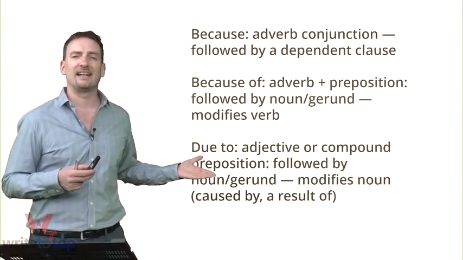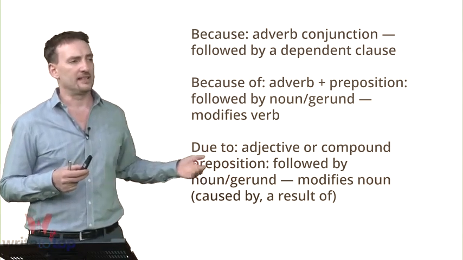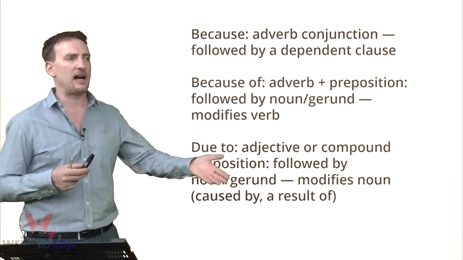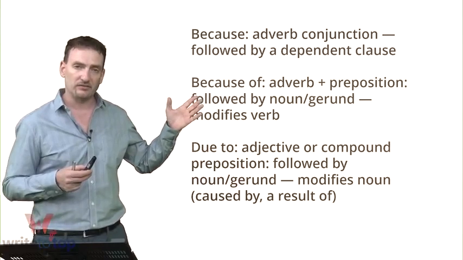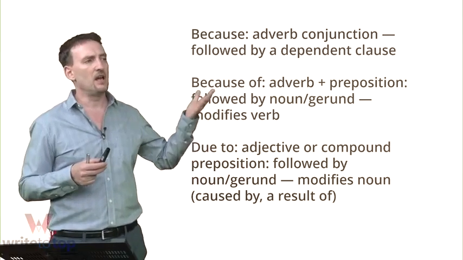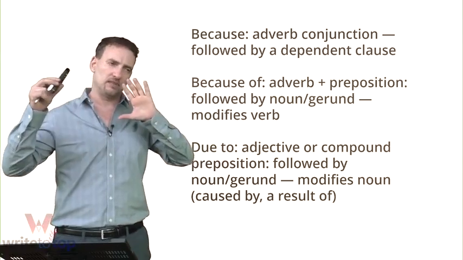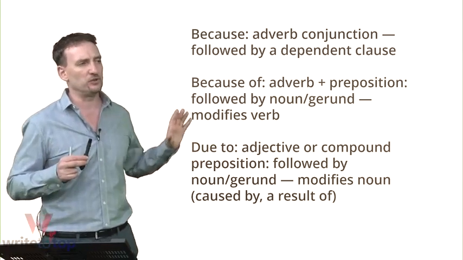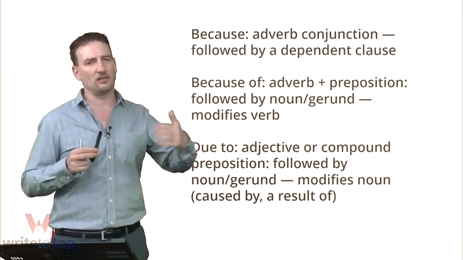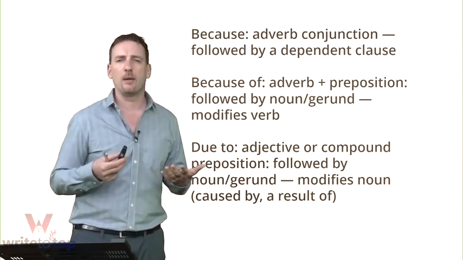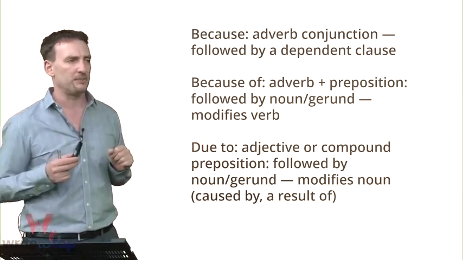It means it's followed by a noun or a gerund. And it modifies a noun. And basically it means caused by or a result of. Now, due to and because of can be synonyms, although because of is still an adverb. So now, in many cases, if you use due to instead of because of, it's fine. It's technically not correct, but it's so commonly used these days that it's accepted and the graders won't bother you, won't take any points off for it.